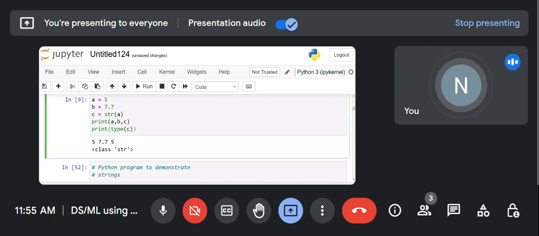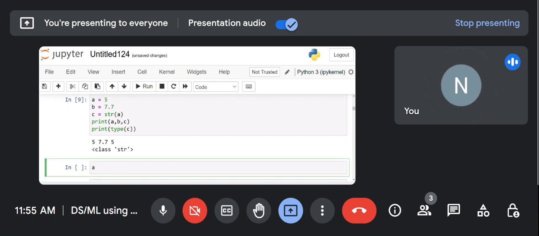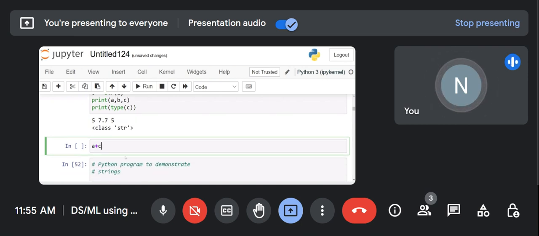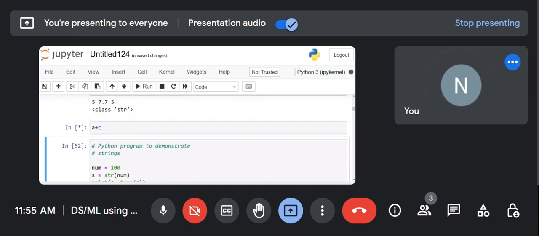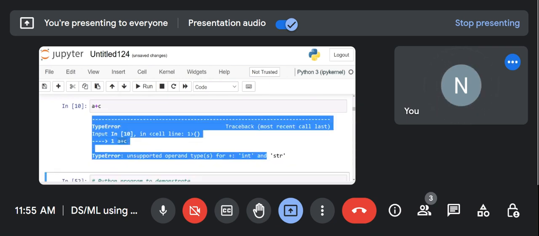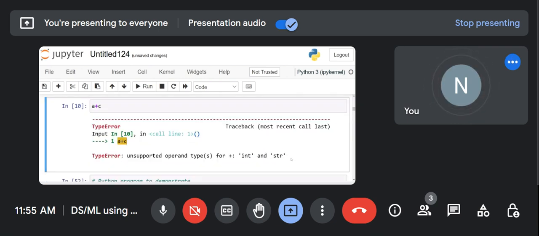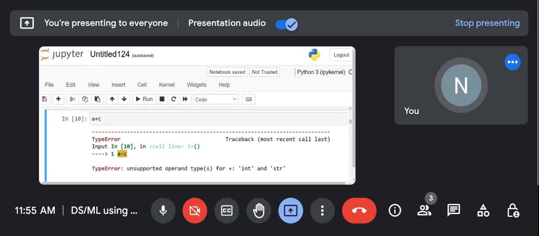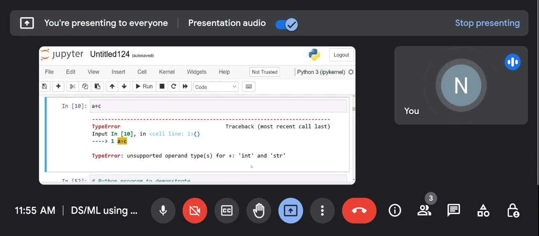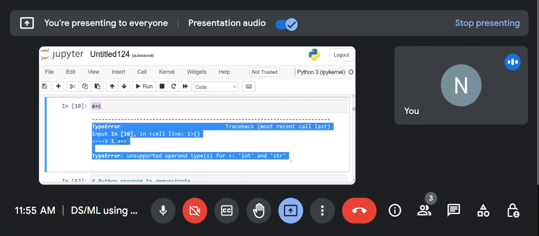Now if I want to perform an operation a plus c, let me run this. It will give me an error, unsupported. So whatever answer she told, if you want to perform an operation between variables of different types, it's not possible. You need to first convert them into the similar type, then only it can be performed. Though a is looking like 5 and c is also looking like 5, both are not the same. C is a string, a is an integer. We can't perform the addition of these two. That's why unsupported operand. You can't add an integer to a string.